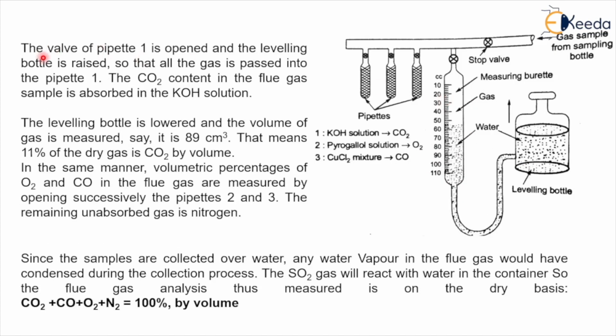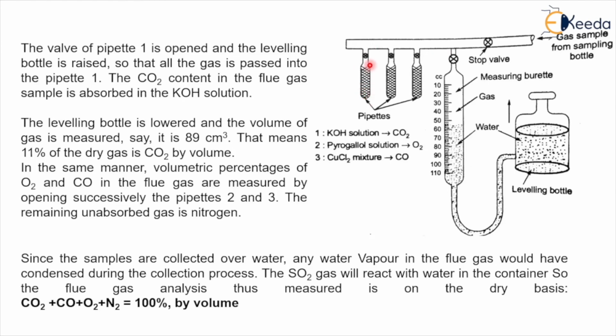Now, the valve of pipette 1 is opened and the leveling bottle is raised so that all the gas is passed into pipette 1. The CO2 content in the flue gas sample is absorbed in KOH solution. So what we will do, we will open the valve of this pipette. This valve will be opened and we will raise the level of the leveling bottle. So by raising the leveling bottle, the water level will rise. Accordingly, the gas which is collected in the measuring burette will go from the measuring burette to pipette 1.